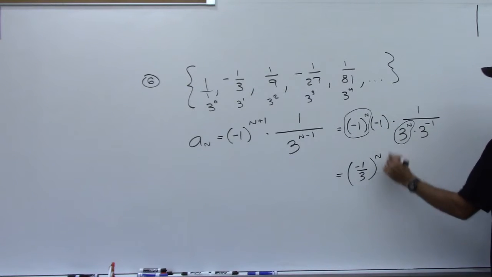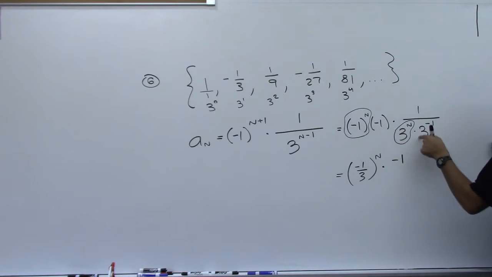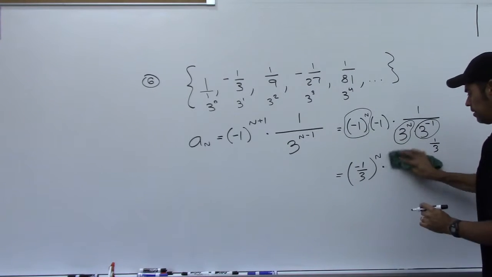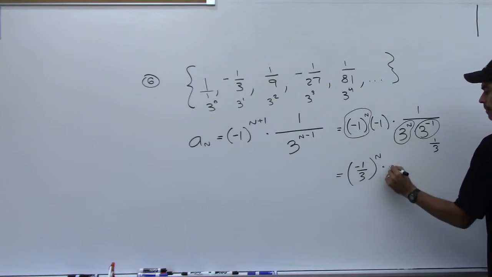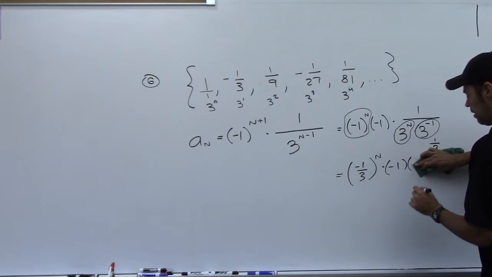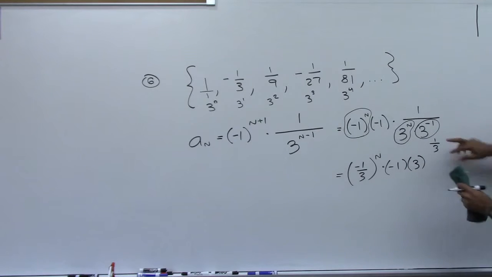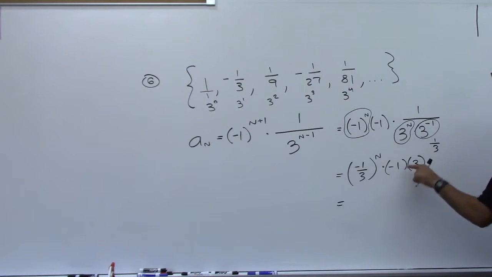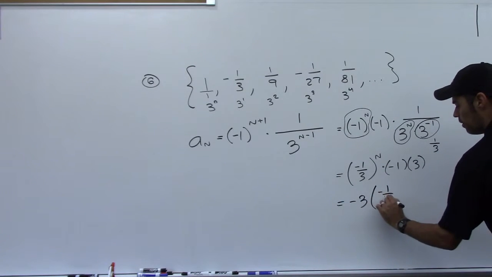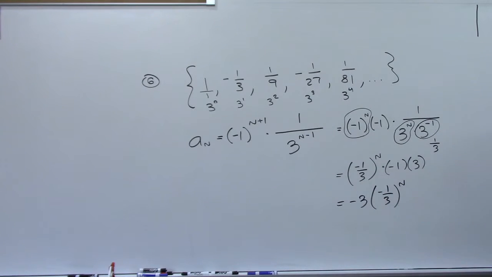And then I have a negative 1 here over this. Now on the bottom, this really means 1/3. And since it's on the bottom, I flip it up as a 3. So I should have written this. Negative 1, that's this one. And then the 3 comes up. And one last thing. I'll put these two together and put them out front. So negative 3 times negative 1/3 to the n.